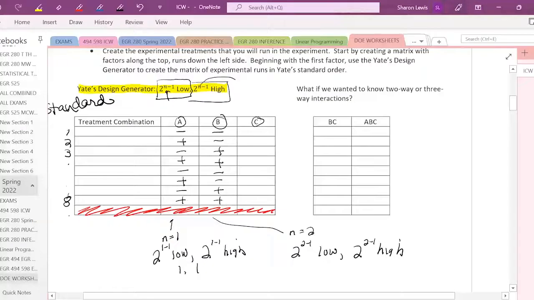All right, now for C, that's n is equal to 3. So we've got 2 to the 2 minus 1. I'm sorry, we don't have that. We have 2 to the 3 minus 1 low and 2 to the 3 minus 1 high. So that's 2 to the 2 low, 2 to the 2 high. So 4 low, 4 high.